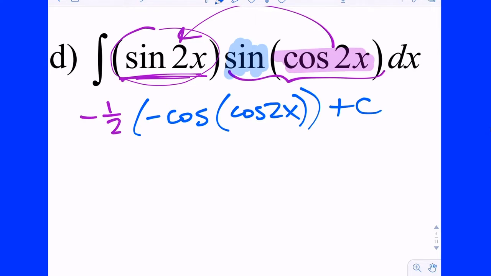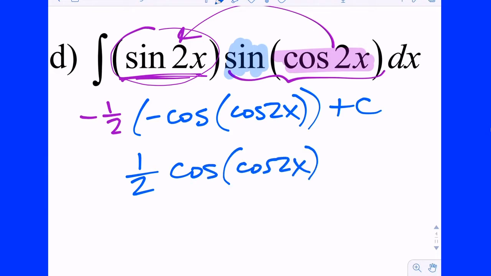If you're not sure, what could you do? Very quickly, take the derivative. Because if you take the derivative of anything that starts with co or inverse co, it's going to end up being a negative number or a negative function. Yeah, so this one ends up being 1/2 cosine of cosine of 2x plus c.